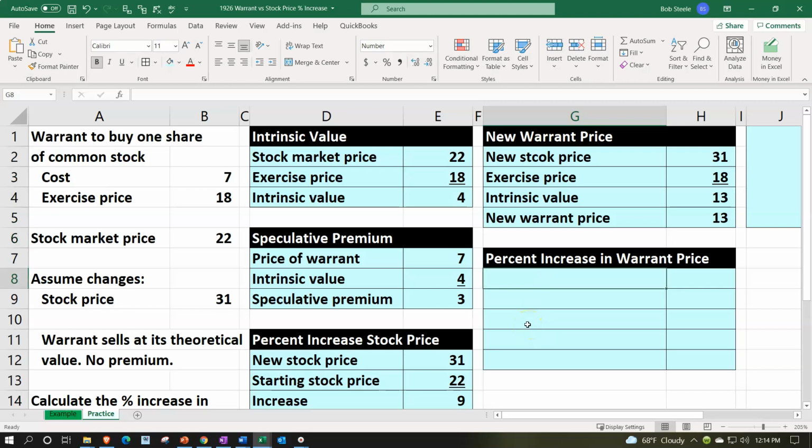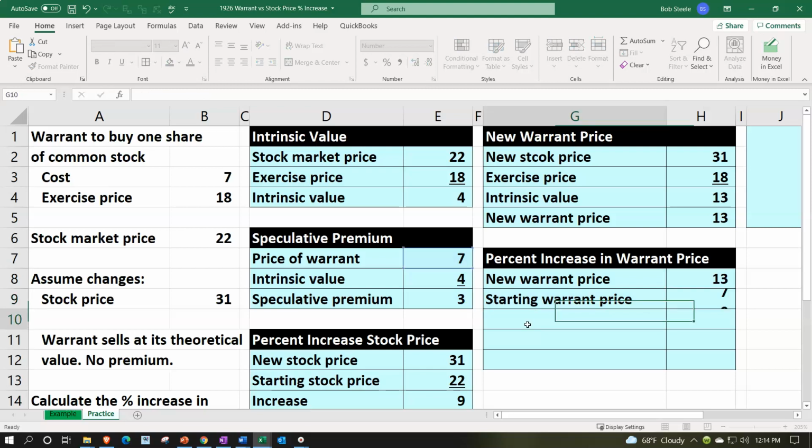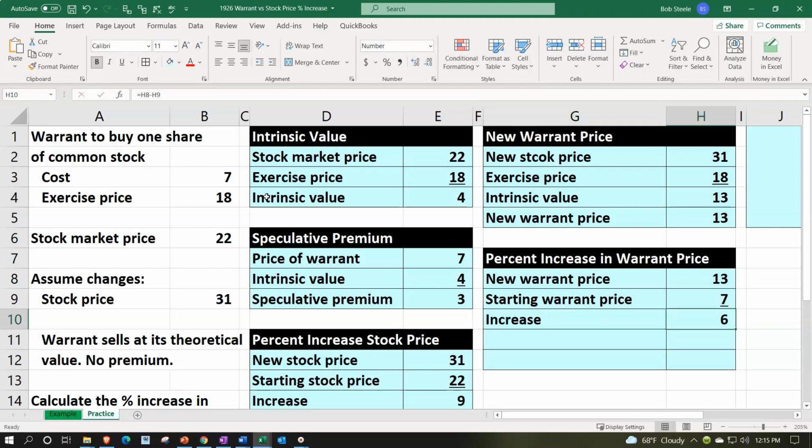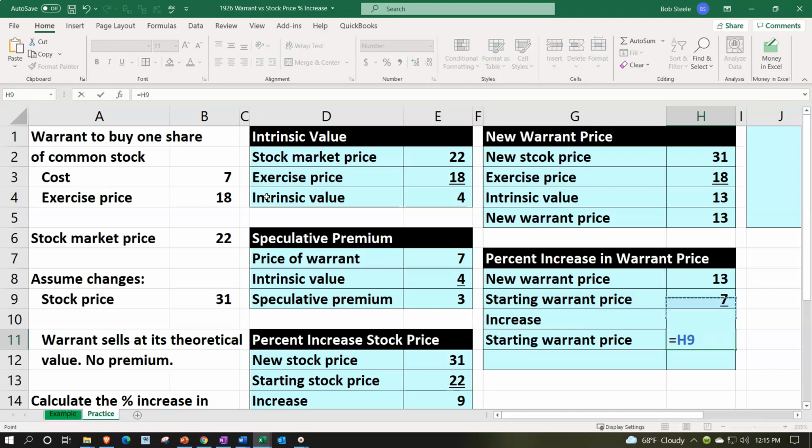If we were to hold on to the warrant, the new warrant price is now $13. The starting warrant price was $7. Let's pick it up right there. So there's a change, font group, underline. We got that change, which is going to be equal to 13 minus 7, a $6 change. That's going to be the increase. The increase was $6. And if I compare that to the starting price, which was 7, we get the percentage increase. Let's make that an underline, font group, and underline.